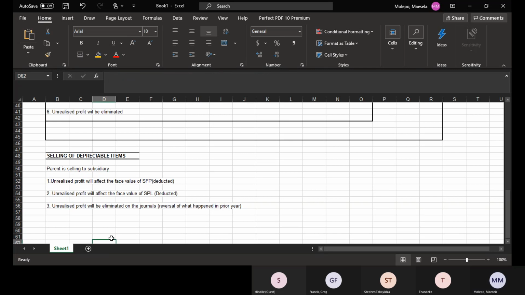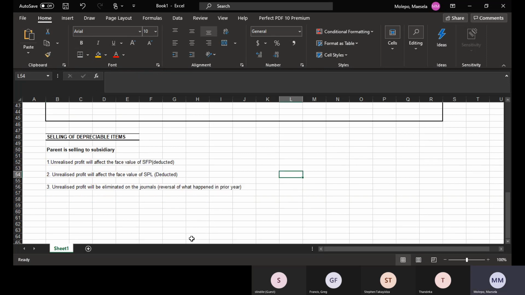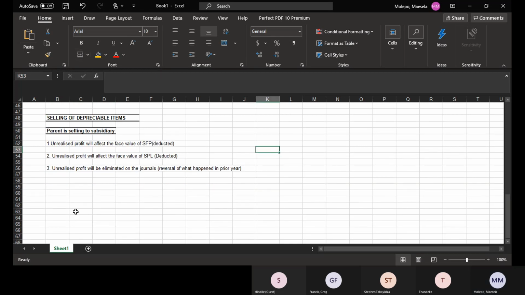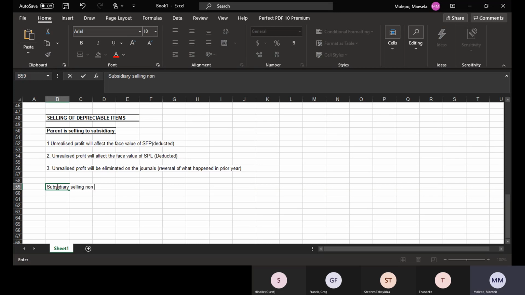And then now we're going to focus on the issue of the subsidiary selling a non-depreciable item to the parent. Now it's the subsidiary selling a non-depreciable item to the parent.